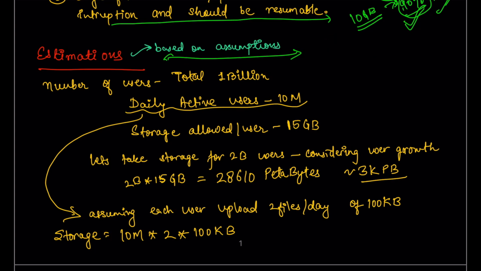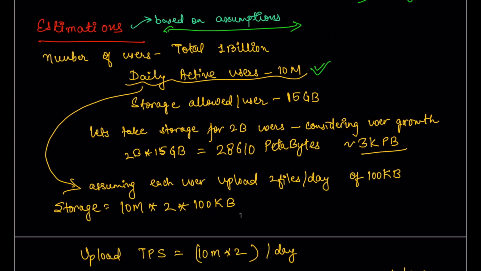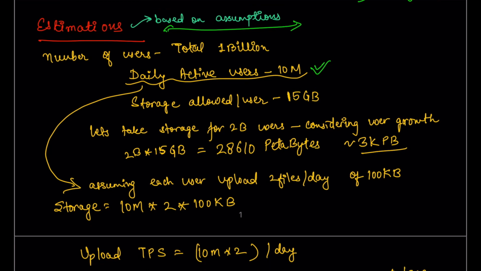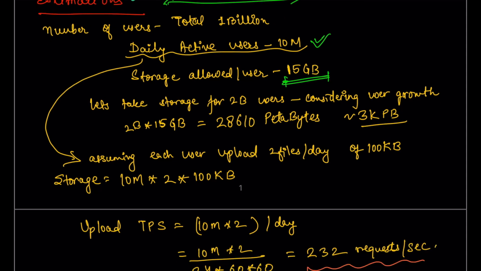So if we talk about the daily active users, it's 10 million. Okay, so storage allowed for a user, what storage we are allowing, it's 15 GB per user. Got it? So let's take a storage for 2 billion users. ठीक है, कि हम थोड़ी सी स्केल को माइंड में रखते हुए, considering user growth, what is the total storage required.